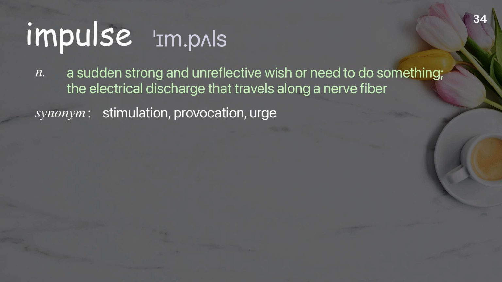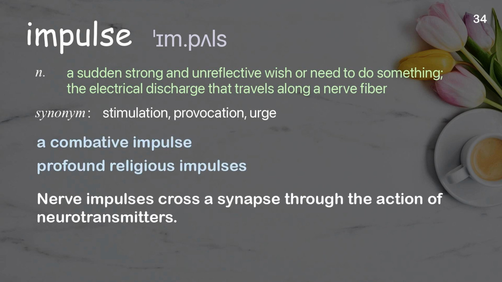Impulse. A sudden strong and unreflective wish or need to do something. The electrical discharge that travels along a nerve fiber. Examples: A combative impulse. Profound religious impulses. Nerve impulses cross a synapse through the action of neurotransmitters.